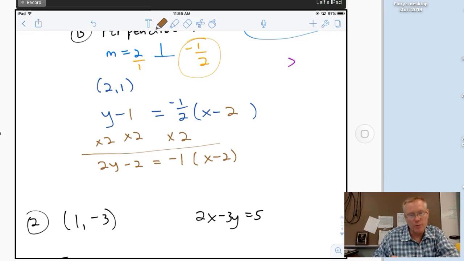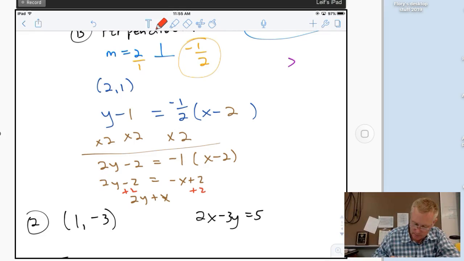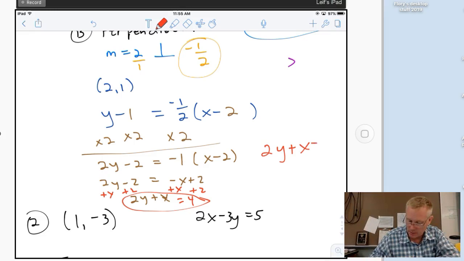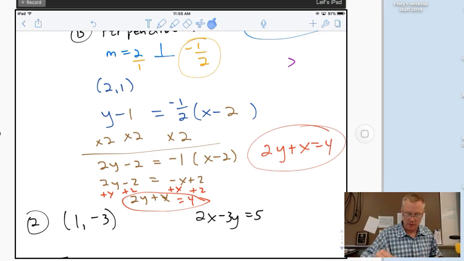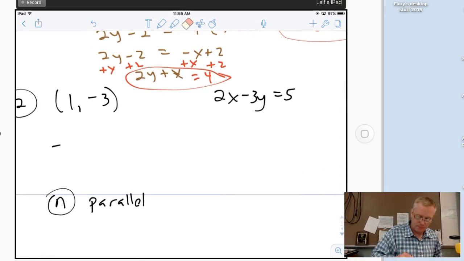Okay? And now if I multiply out that negative, I get negative x plus 2 equals 2y minus 2. And then I bring the x's to one side. If I add x, I get 2y plus x. And then I can also do this in one move. If I add 2 and I add x, then I get 4. So I got 2y plus x equals 4 when you manipulate it into standard form. Okay? So there's that.